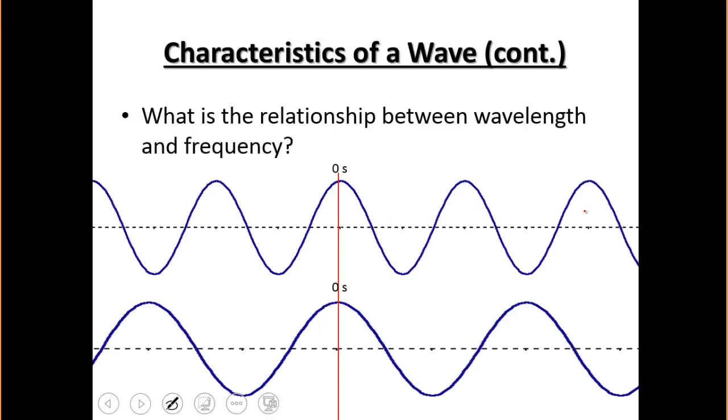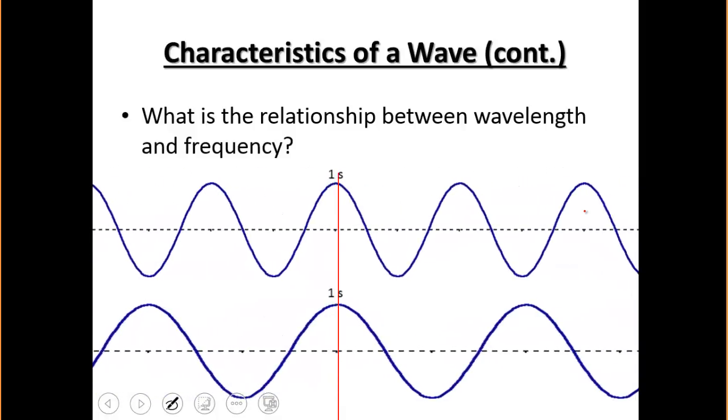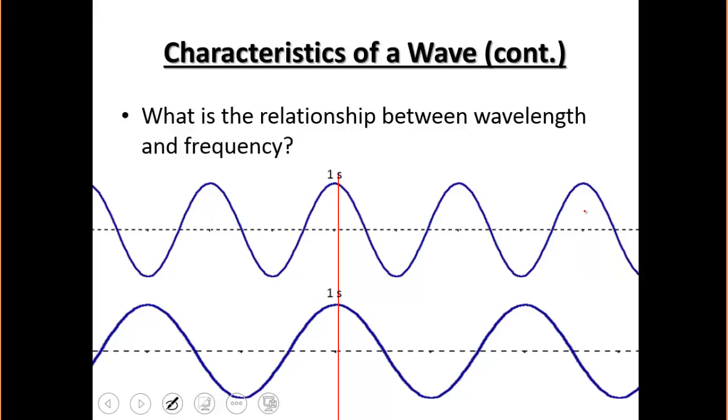So if we went back to that diagram to begin with, the relationship between wavelength and frequency, even though the waves are traveling with different wavelengths and different frequencies, they're traveling the same speed and arrive at the same point at the same time. That'll finish up our waves.